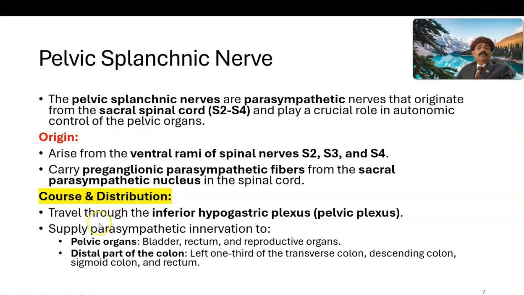Course and distribution: they travel through the inferior hypogastric plexus, supplying parasympathetic innervation to the pelvic organs, bladder, rectum, and reproductive organs. Also the distal part of the colon, the left third of the transverse colon, particularly the splenic flexure, descending colon, sigmoid colon, and rectum. This is parasympathetic. Above that, the colon, intestine, and stomach get innervation from the vagus nerve.